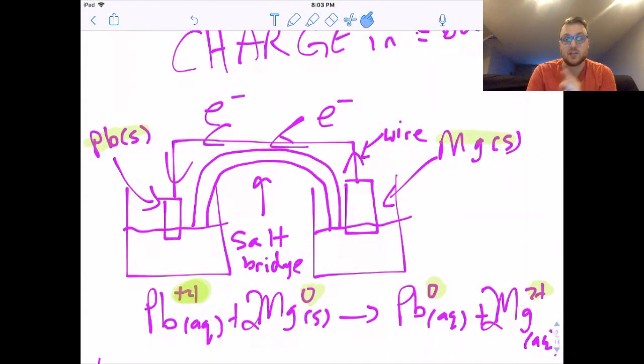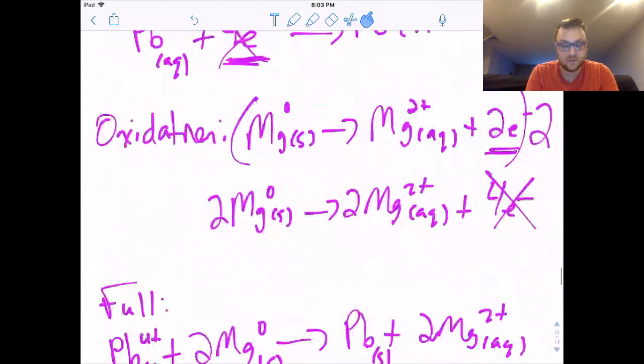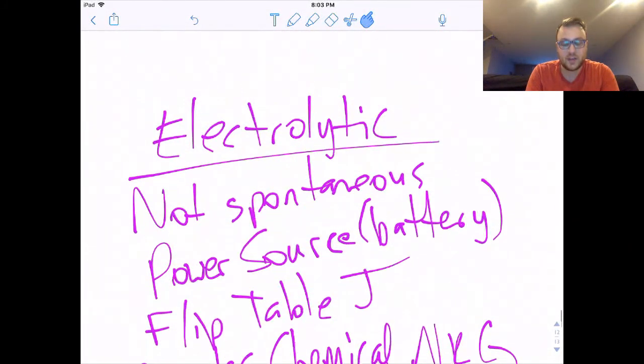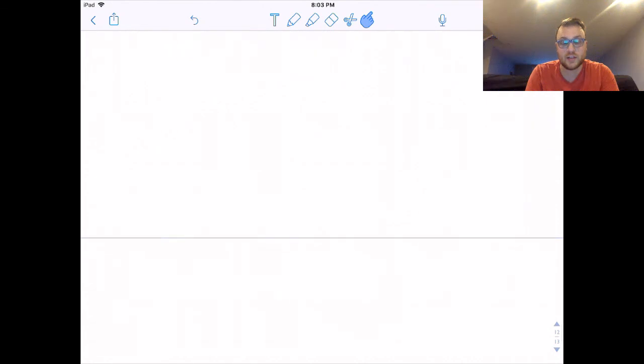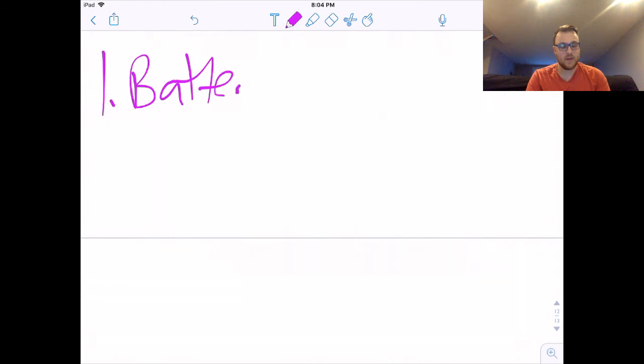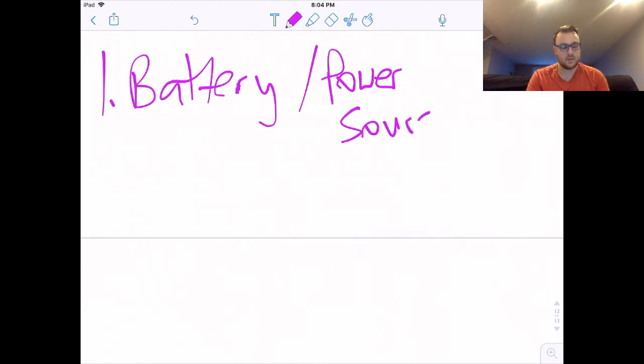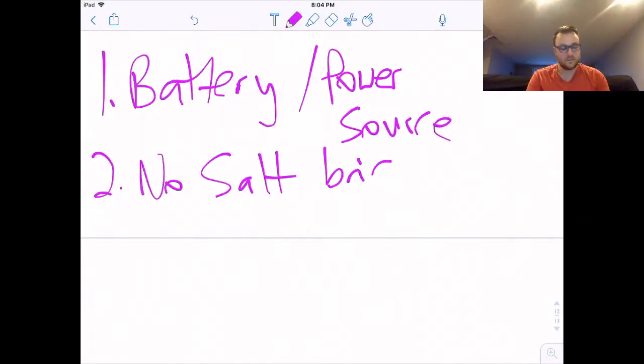So what are the key things to look for in an electrolytic cell? 1. Look for a battery or power source of some kind. 2. No salt bridge. 3. If there's no blurb given, like no paragraph above the short answer question, you're going to flip table J. So that means higher is now reduced for electrolytic only.